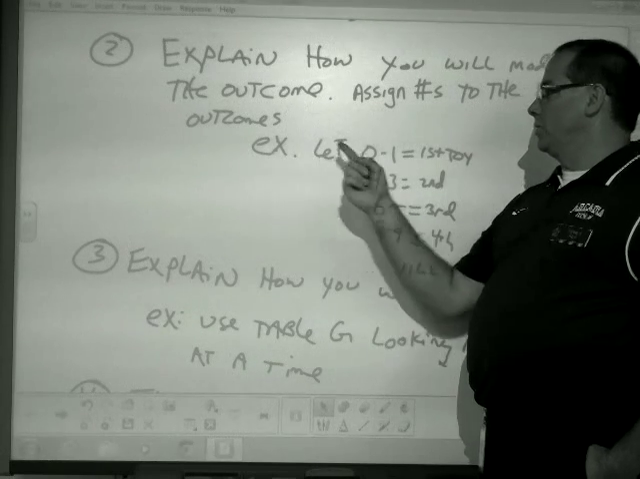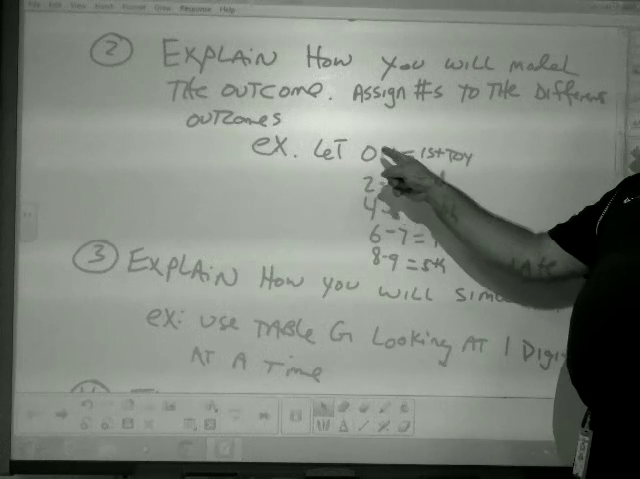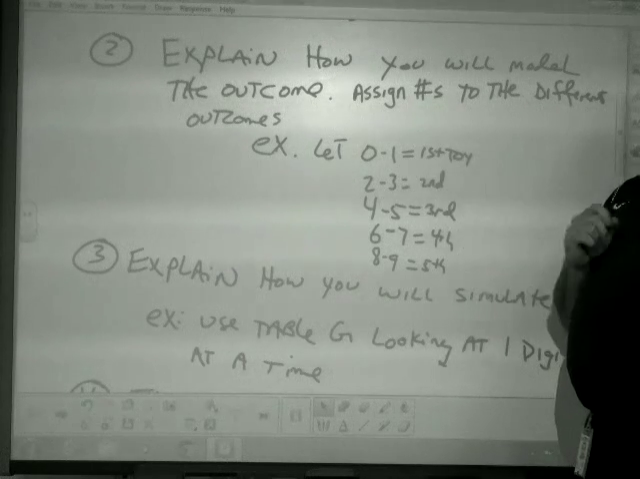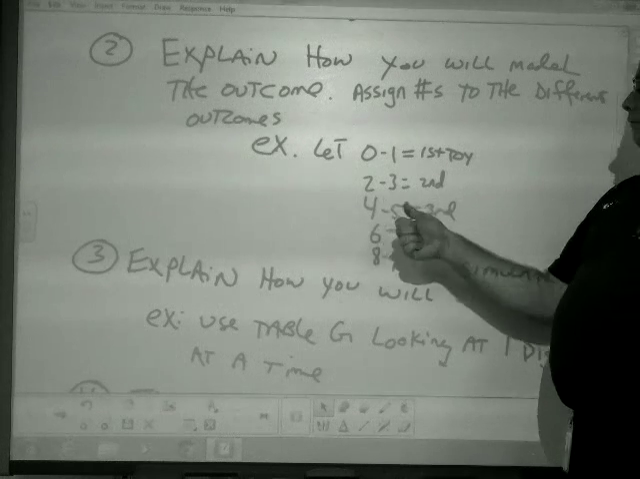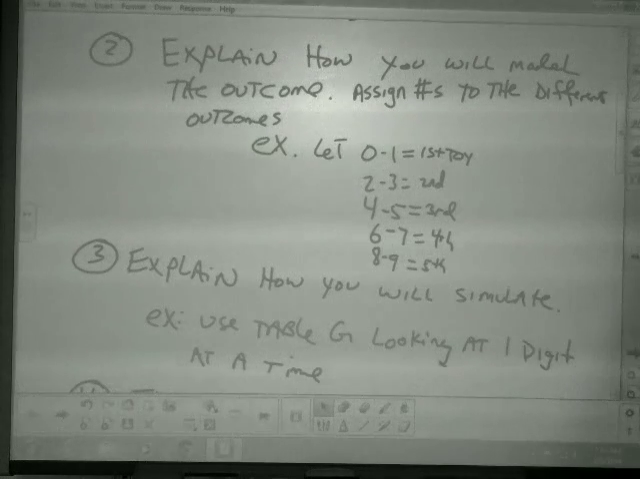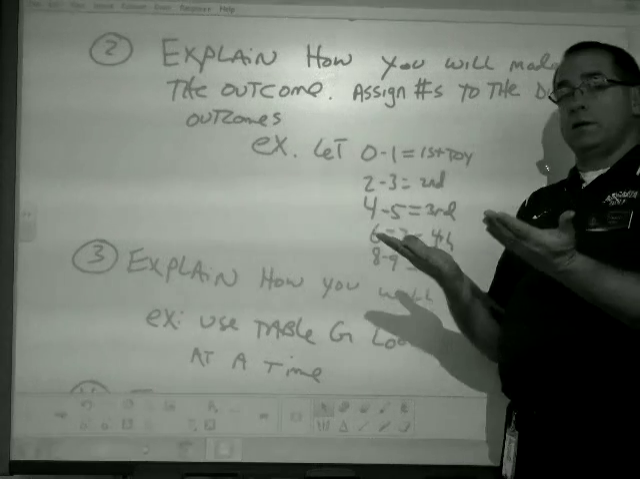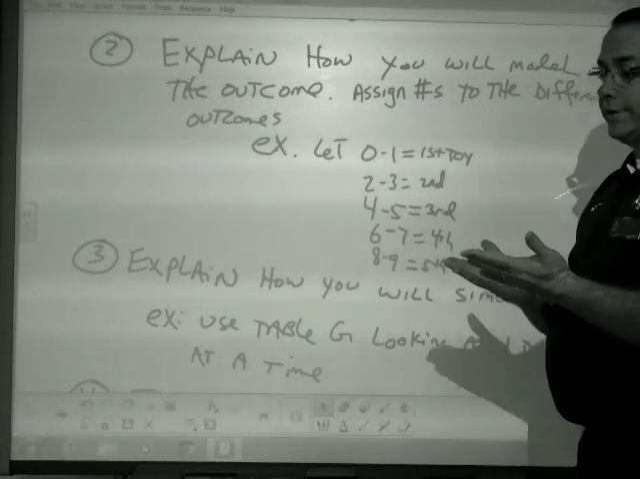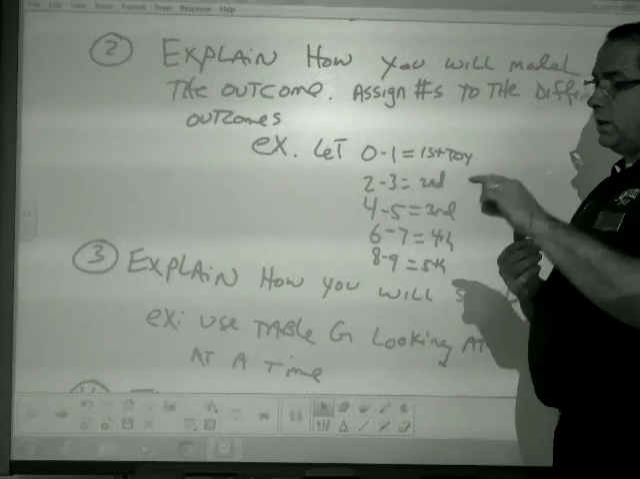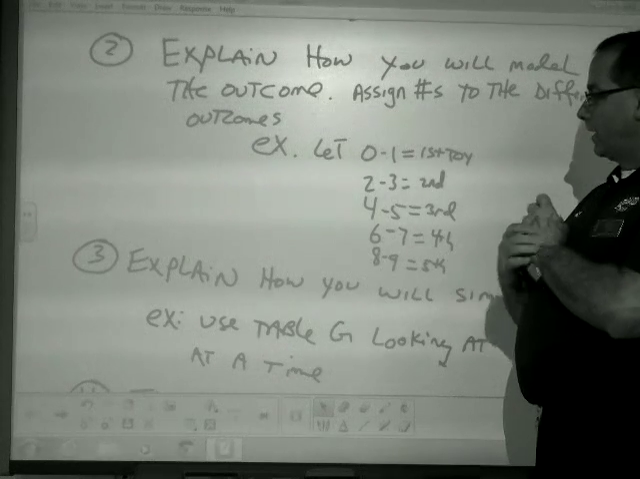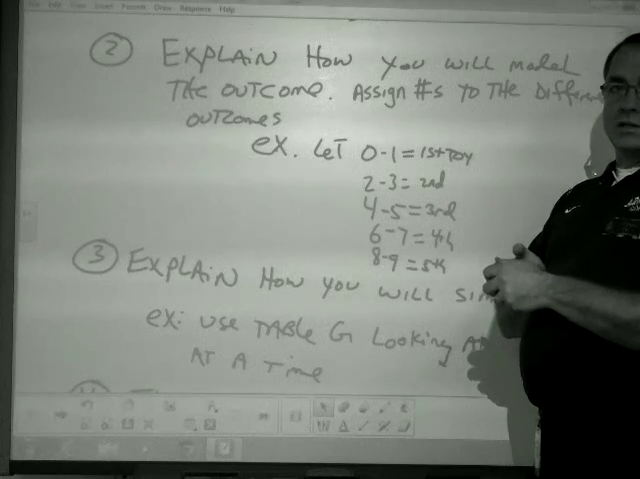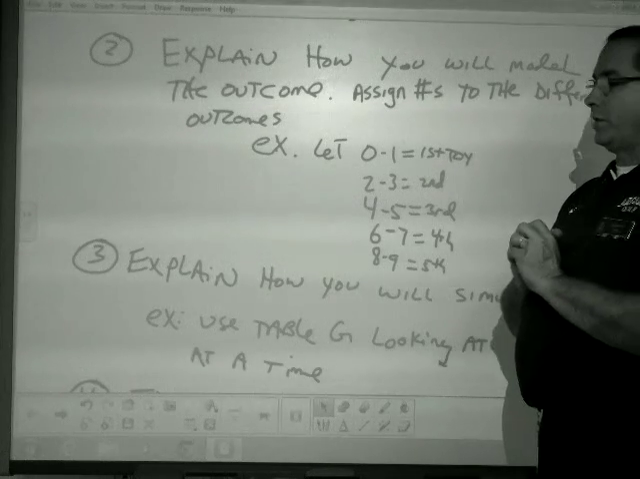So really what I could do is let the numbers 0 through 1 represent getting the first toy, 2 to 3 getting the second toy, 4 to 5, 6 to 7, 8 to 9, and so on. And in the back of that table that we used today, you will see a bunch of numbers. I'm going to look at them 1 digit at a time, okay? And whatever number I get is the number that would represent a toy.